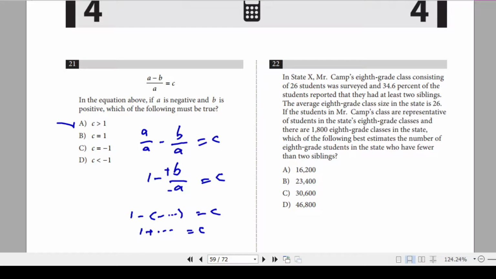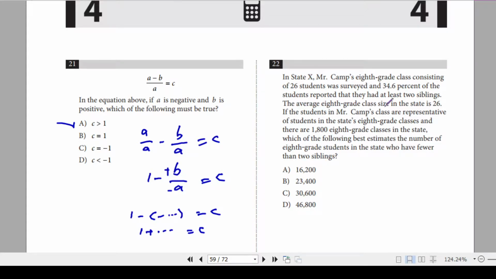Question 22. In a state X, Mr. Khan's 8th grade class consisting of 26 students was surveyed, and 34.6% of the students reported that they had at least two siblings. 34.6% of these 26 students. The 8th grade class had 26 students. 34.6% said that they had at least two siblings, meaning two or more than two. Okay? 34.6% had two or more siblings.